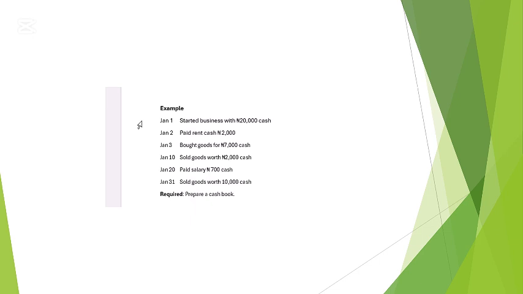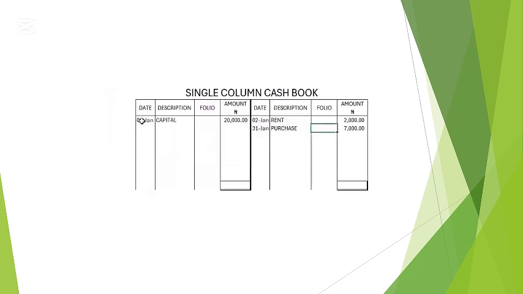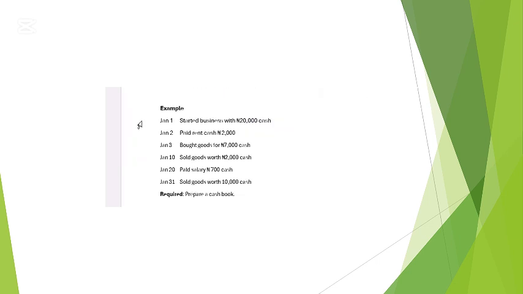The next one says sold goods worth 2,000 naira. The company gave out goods, but received cash in return. Cash is coming into the business, so you are going to debit cash, because that is what the double entry principle says: debit the receiver and credit the giver. So we are receiving cash into the company. On the 10th of January, on the debit side, the narration is sales, or you can also call it revenue. How much was it? 2,000.